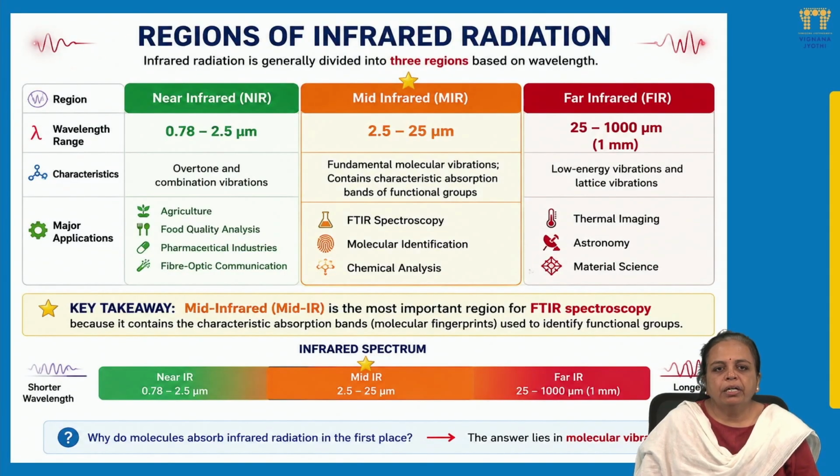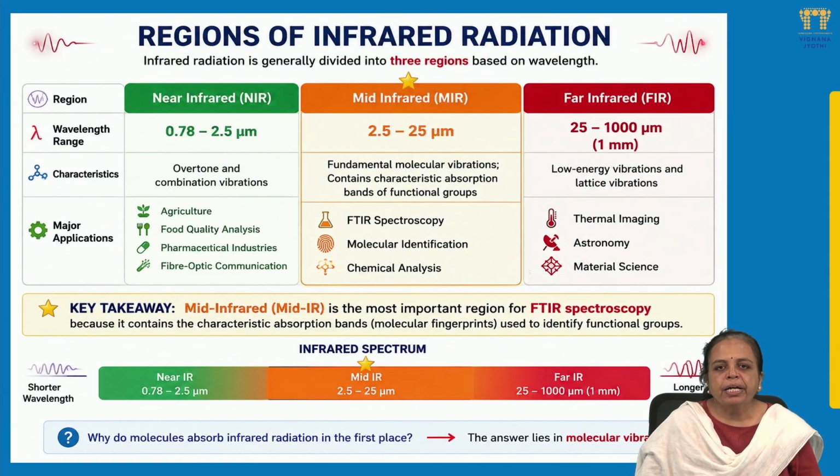So what are the regions of near, mid and far infrared spectroscopy? Very first, the wavelength from 0.78 to 2.5 micrometer is called the near infrared spectroscopy. Then the mid infrared zone is 2.5 to 25 micrometer. And then the far infrared is from 25 to 1000 micrometer. So what are the characteristics?